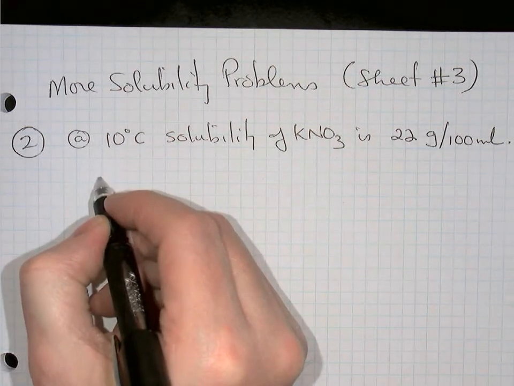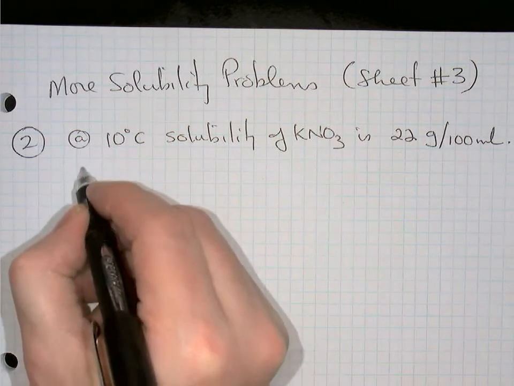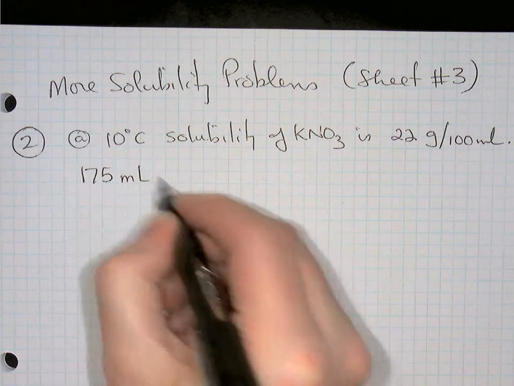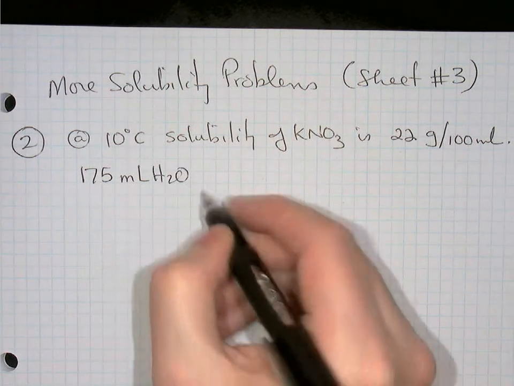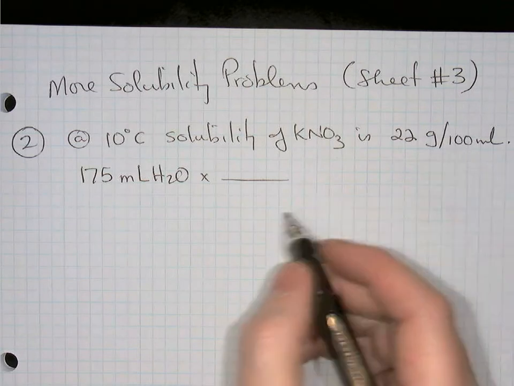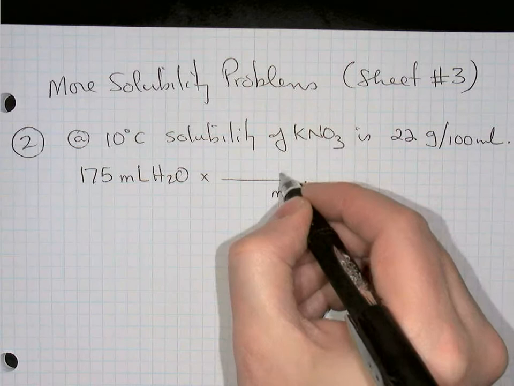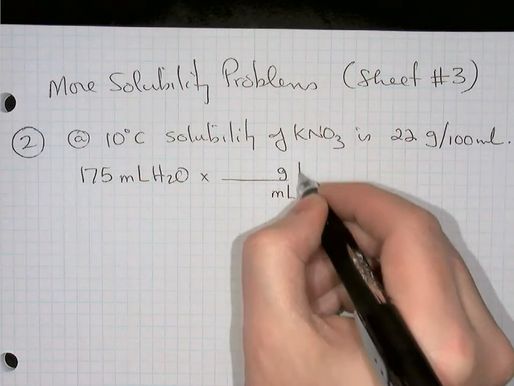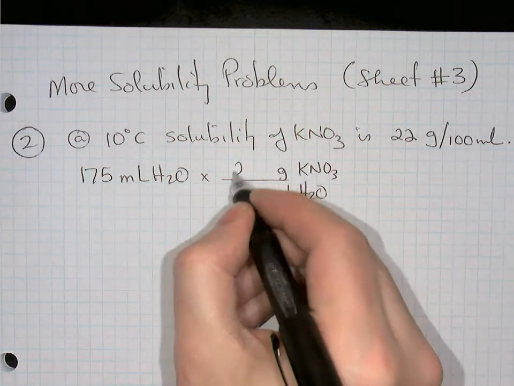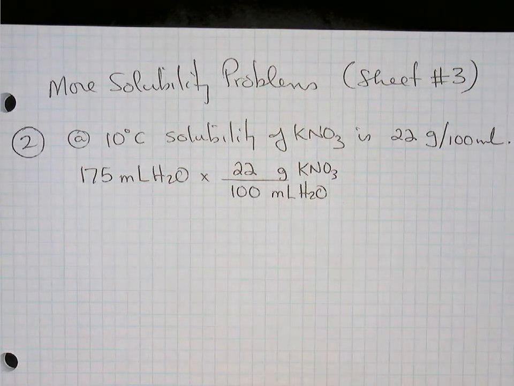We're going to use a unit multiplier. You have to use unit multipliers to set up your answers here. So we'll start with the volume that we were given, 175 mL of water. And then we're going to use that solubility that we just found as our unit multiplier. We'll get rid of the milliliters of water, and we'll find how many grams of potassium nitrate can dissolve in there. The solubility was 22 grams for every 100 mL of water.